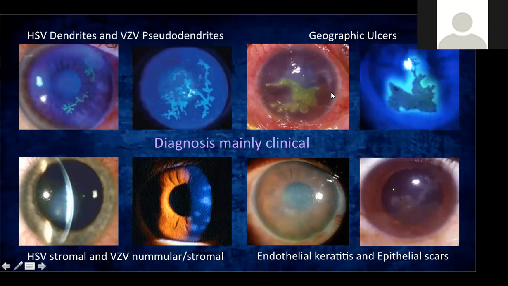you're not allowed to give steroids. Sometimes they are treated or mistreated, mishandled, and the steroids are applied, these dendrites can enlarge and become geographic ulcers. See here, you have a dendrite here, and down here you have a geographic ulcer. So if you give steroids or put steroid drops on the lesion, it can enlarge.